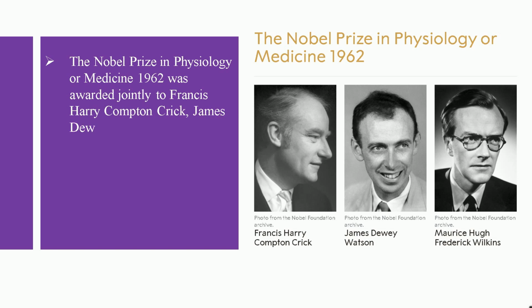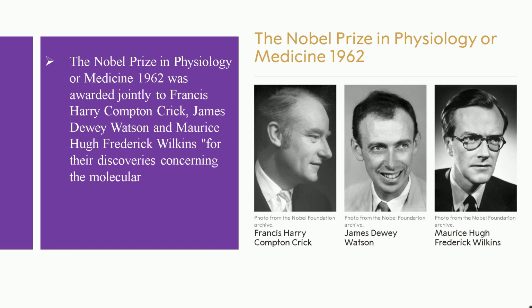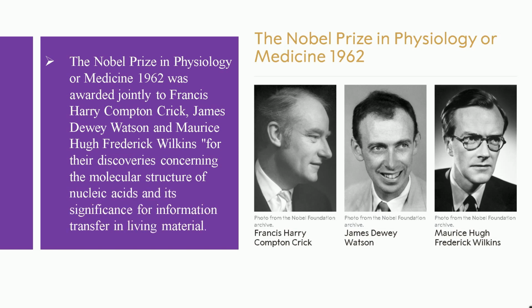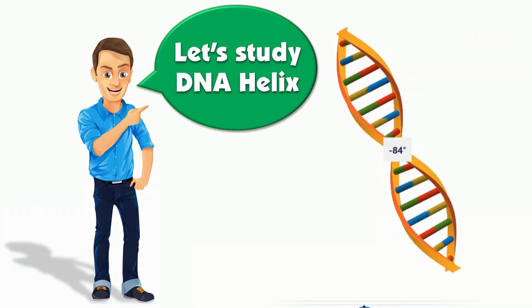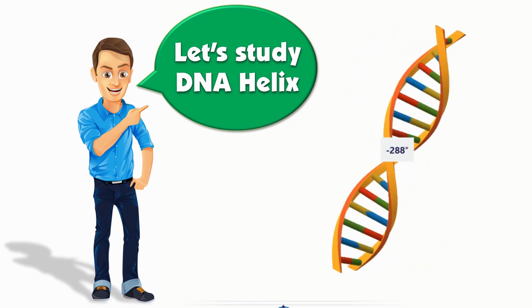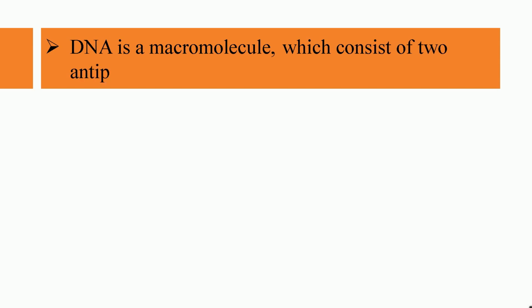They received the Nobel Prize in Physiology or Medicine in 1962 for their discoveries concerning the molecular structure of nucleic acids. Now let us discuss the important features of the double helical structure. The DNA is a macromolecule which consists of two antiparallel helically coiled strands.